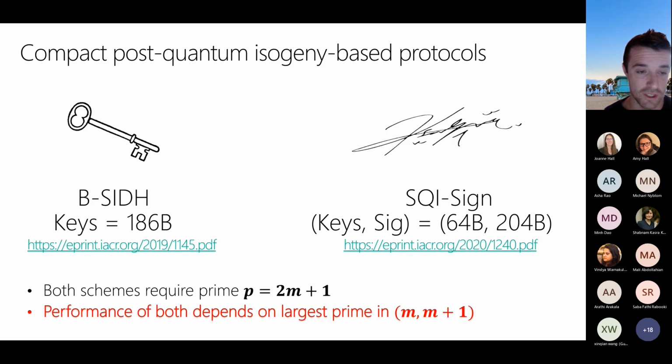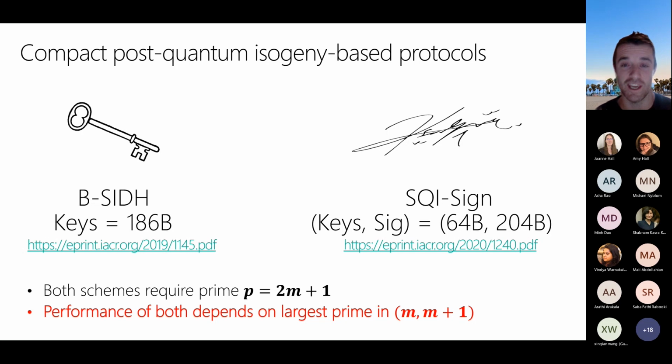And these two schemes and their variants both require us to define a large prime, and by large I mean at least 200 bits. So we're looking for a prime P that's at least 200 bits, and in both cases, this prime needs to be sandwiched between two composites whose factorization is as smooth as possible. The reason why we need this parameterization is going to be beyond the scope of the talk.